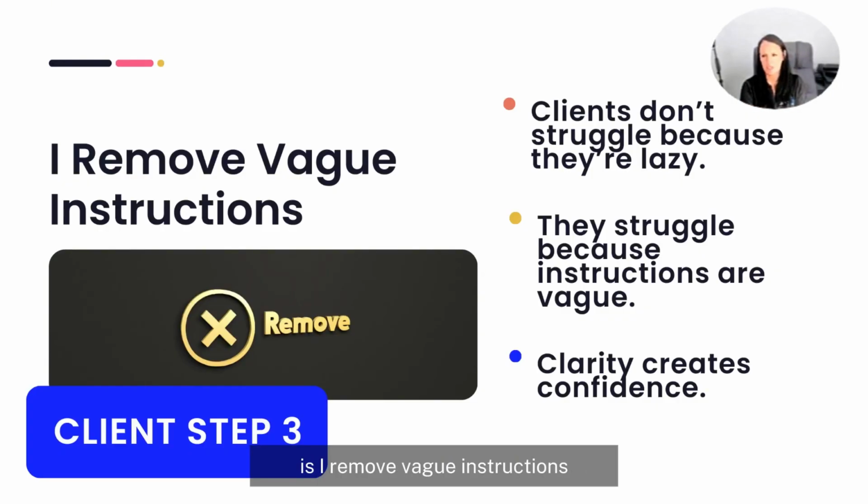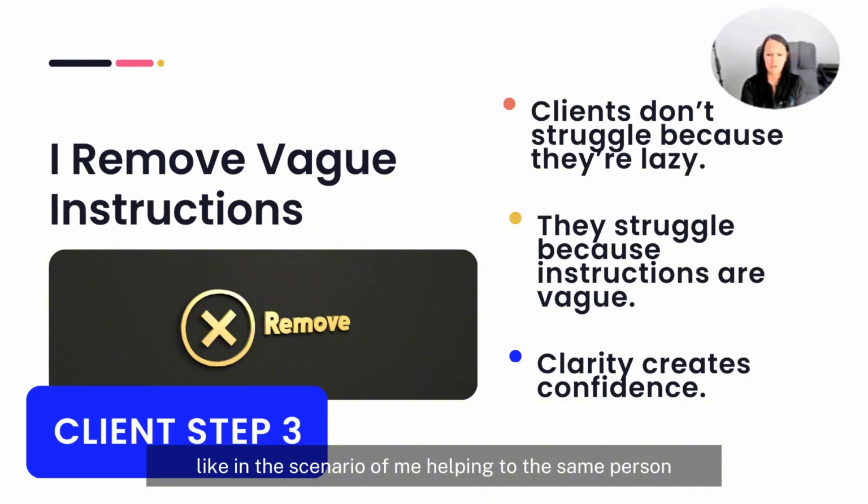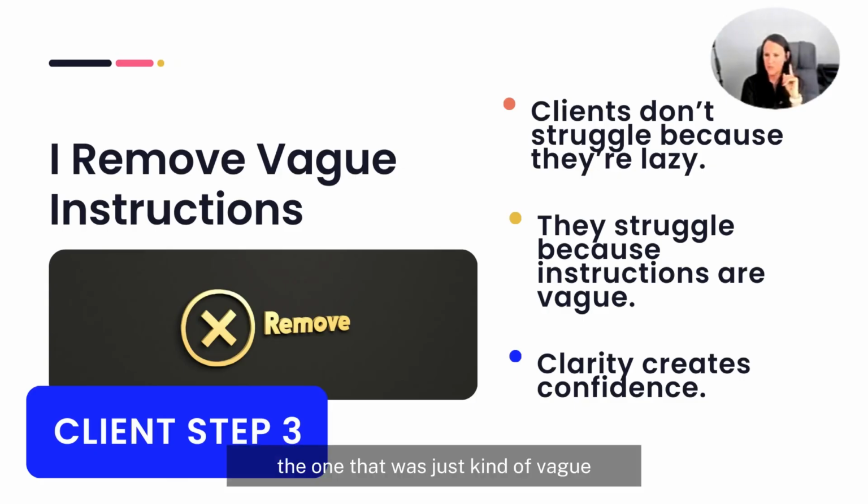Okay, that brings me to tip number 3, which I kind of already segued into: I remove vague instructions. Clients don't struggle because they're lazy. They struggle because instructions are vague. Like in the scenario of me helping the same person, giving 2 different instructions, the one that was kind of vague, hey, go out and research, kind of figure out what you want to do. They came back and they literally didn't even research.